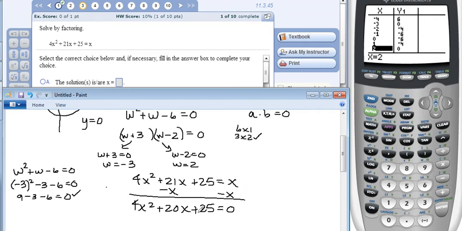From here you can see that this is another AC method. Okay, 4 times 25, we've got factors of 100, they have to add to 20, and so on. All right? You're going to factor, you're going to set each piece equal to 0, you're going to solve each piece, and then you're going to check to make sure that, first of all, they do work in the original equation, and that they are the x-intercepts through your graphing. Okay?